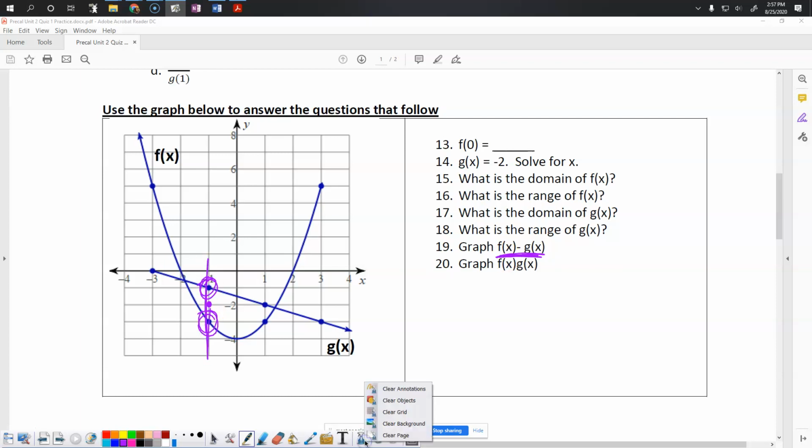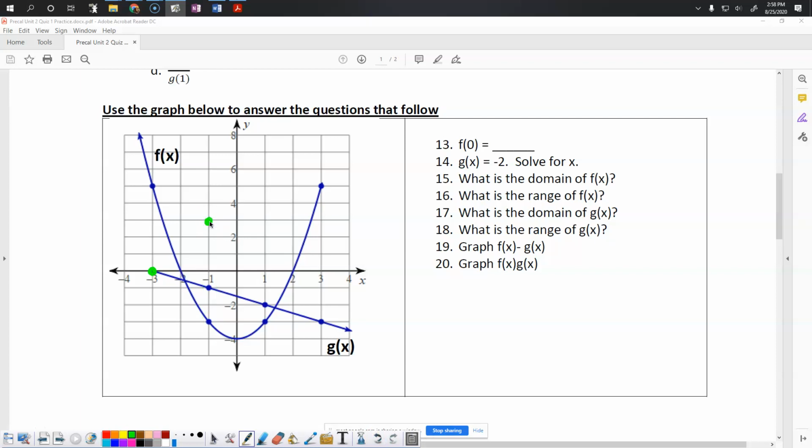Okay, so now I'm going to use the faster method to do number 20. If you don't like my faster method, you can still do the table. You should get the same answer, but here we go. So for this one, we're going to combine the y values by multiplying them. So for my first set of points, I'm going to multiply their y values. So 5 times 0 is 0, so I'm going to put a dot at y equals 0. Next pair of points, I'm going to multiply the y values. So negative 1 times negative 3 is positive 3.